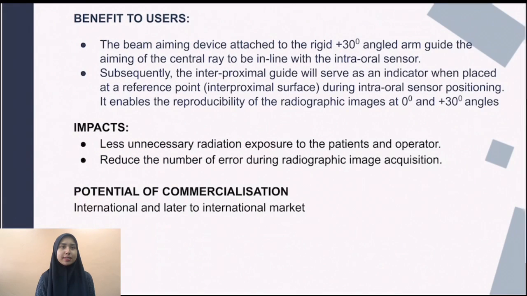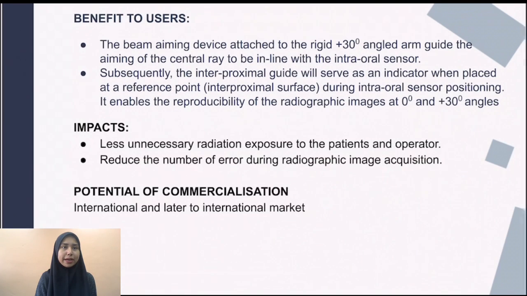Benefit to users: the beam aiming device attached to the rigid positive 30-degree angled arm guides the aiming of the central ray to be in line with the intraoral sensor. Subsequently, the interproximal guide will serve as an indicator when placed at a reference point, which is the interproximal surface, during intraoral sensor positioning. It enables the reproducibility of the radiographic images at 0 degree and positive 30-degree angles.